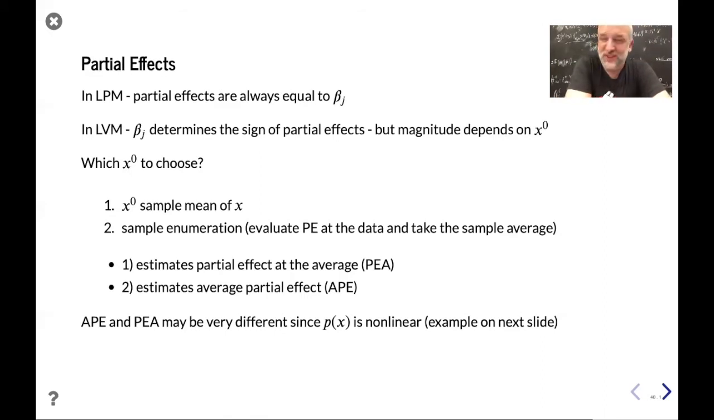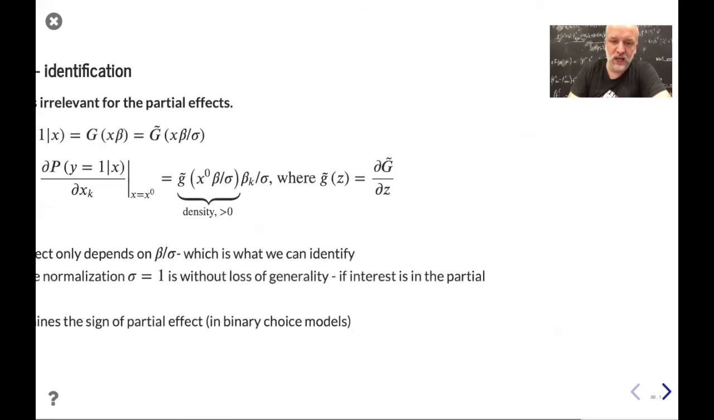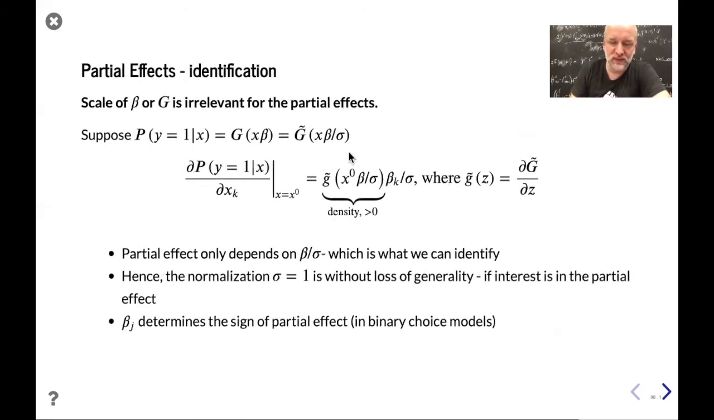Does it matter if you do one or the other? It does matter, because this is a nonlinear function. It matters a lot whether you first take the average of x beta and stick it into this formula, or you take x beta for each observation, stick it into the formula, and then take the average over all observations. That makes a lot of difference, because G is a nonlinear function.